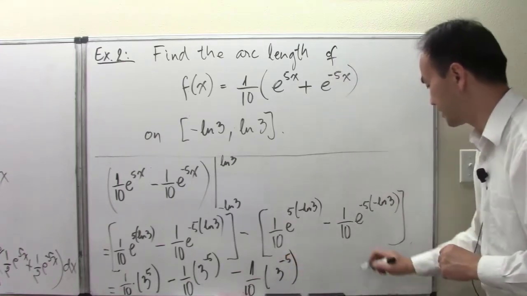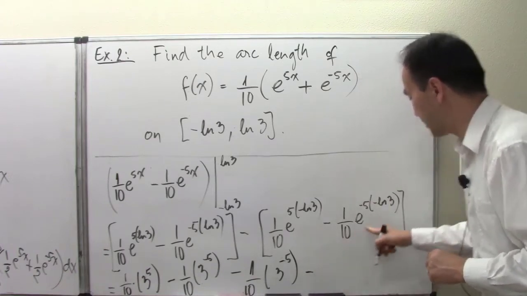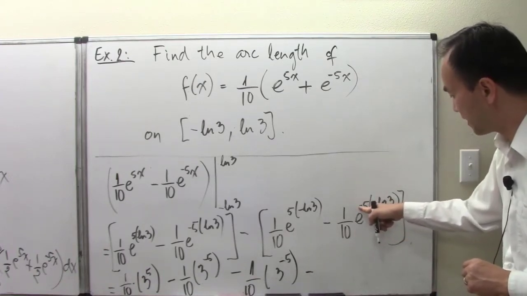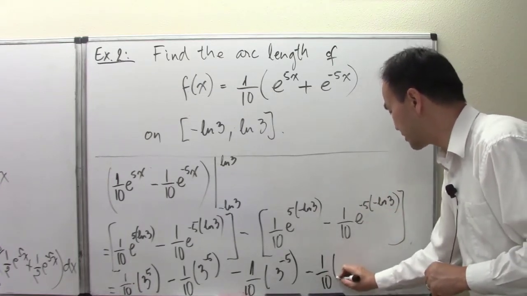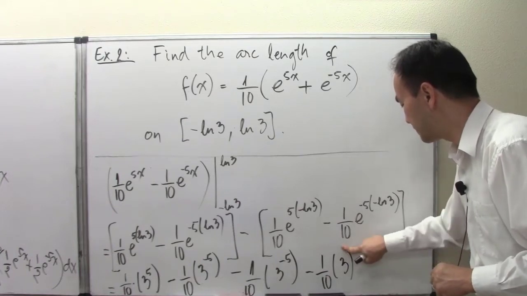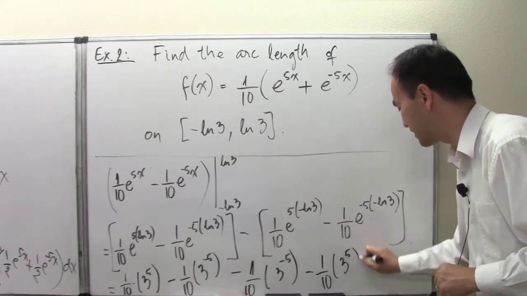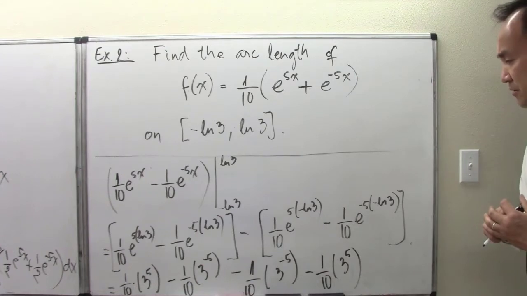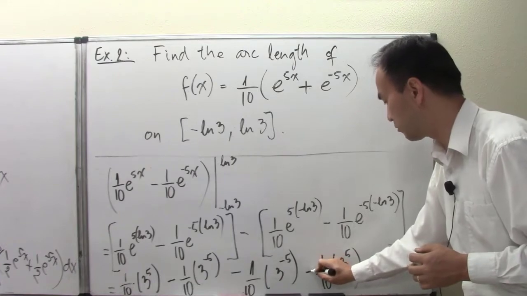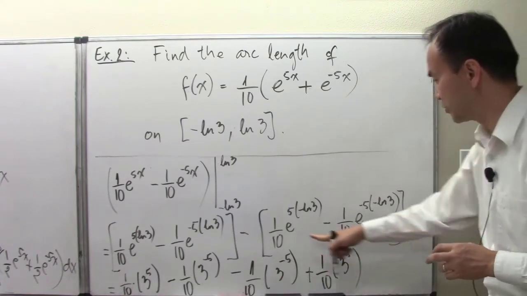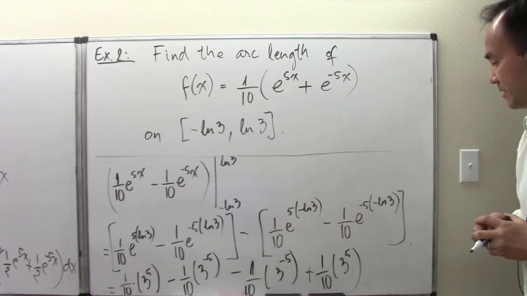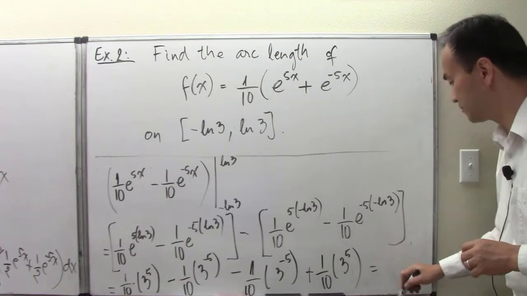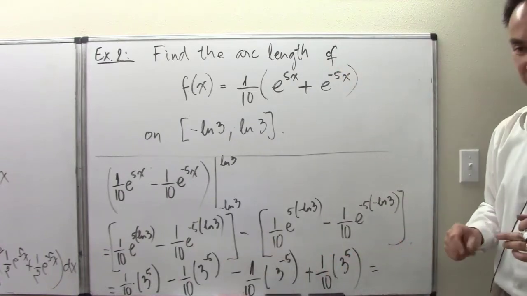Okay, and then the next one here is going to be again. Now the power here is minus with the minus, so it's positive. So it's really just 1/10 minus 1/10 times 3 to the positive 5 power. Okay, and this here is a plus, due to that subtraction sign right there. All right, and so now we are going to get ready for the final calculation right there.